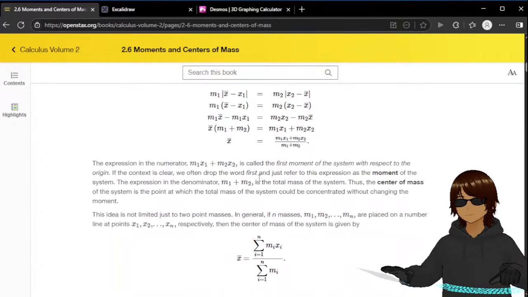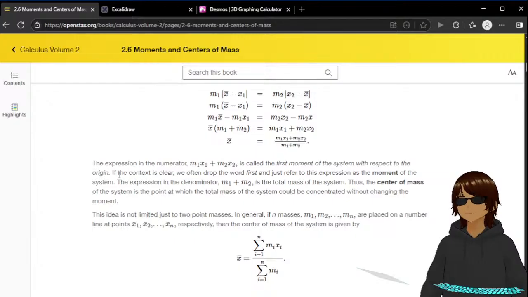The expression in the numerator is called the first moment of the system with respect to the origin. If the context is clear, we often drop the word first and just refer to this expression as the moment of the system. The expression in the denominator is the total mass. Thus, the center of mass of the system is the point at which total mass could be concentrated without changing the moment. The idea is not limited just to point masses.